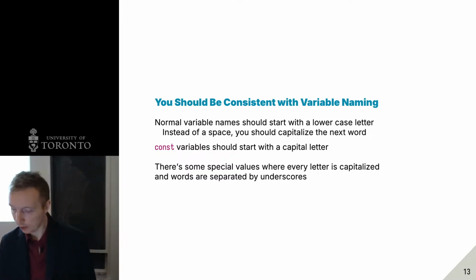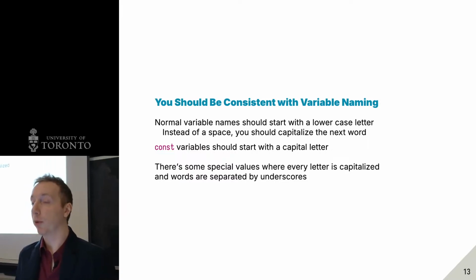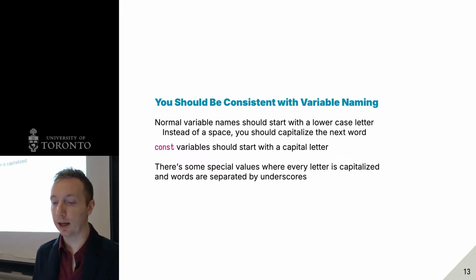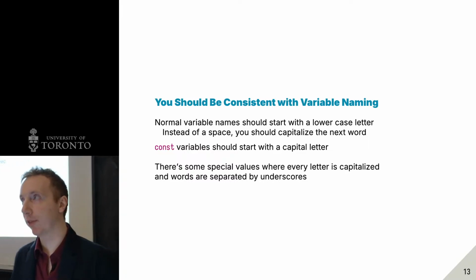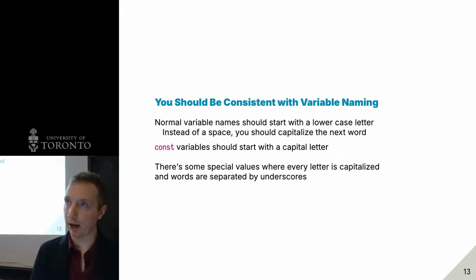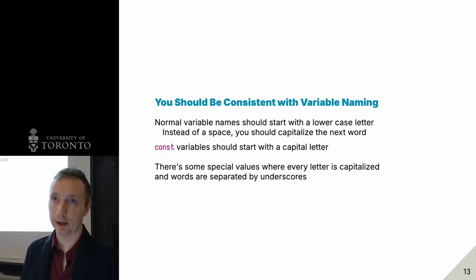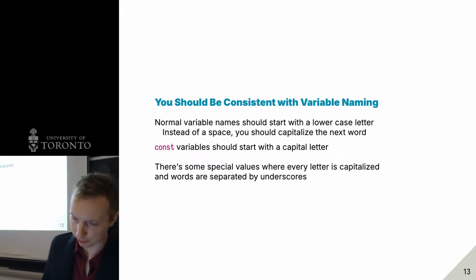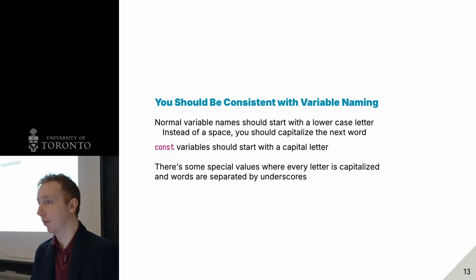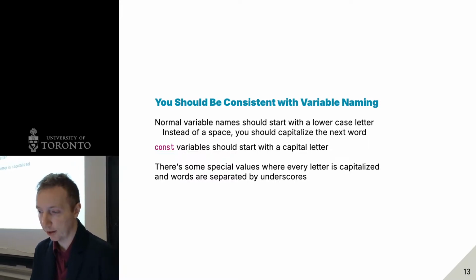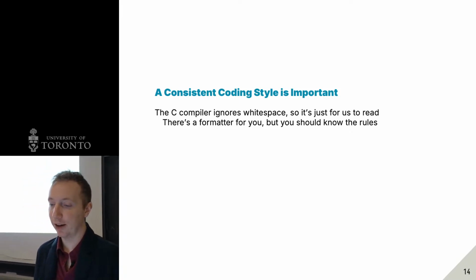Some other rules: you should be consistent with variable naming. Normal variable names should always start with a lowercase letter, and instead of a space, the recommended style for this course is to capitalize the next word. Const variables should start with a capital letter to indicate that it's something that should not change. There are some special values as well where every letter is capitalized and the words are separated by underscores instead, just a different style. Having a consistent coding style is also very important.